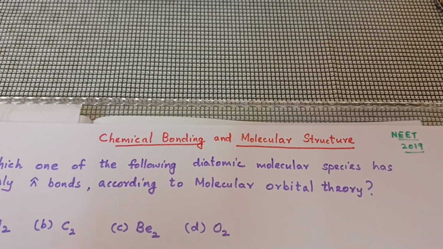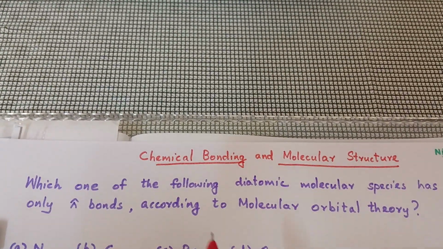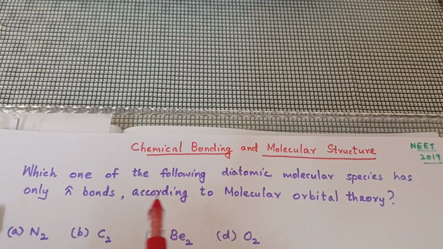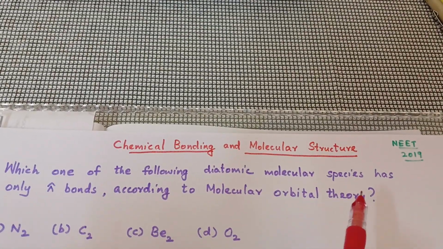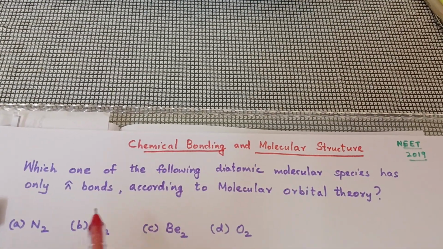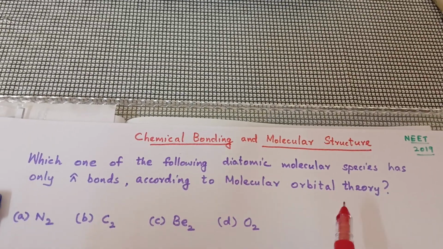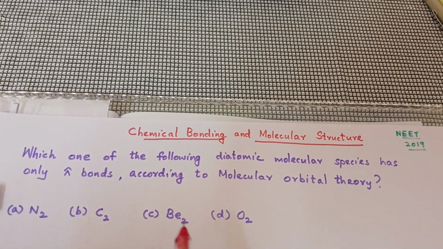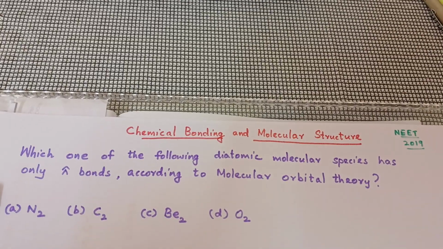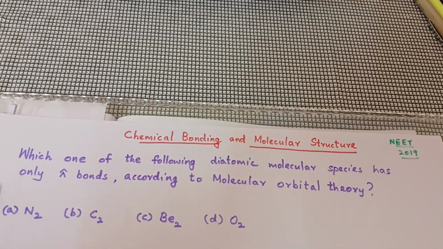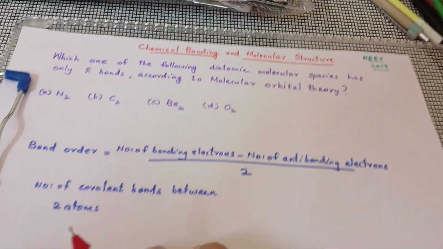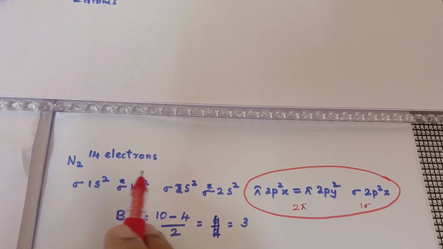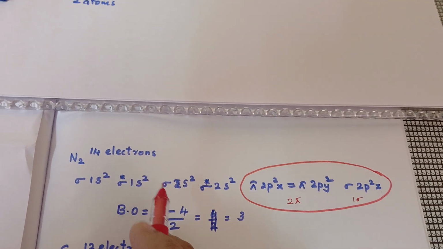Let us look at this NEET question, 2019 question from the chapter of chemical bonding and molecular structure. Which one of the following diatomic molecular species has only pi bonds according to molecular orbital theory? N2, C2, Be2, O2. These are the diatomic species given to us. Now let us write their molecular orbital configuration.